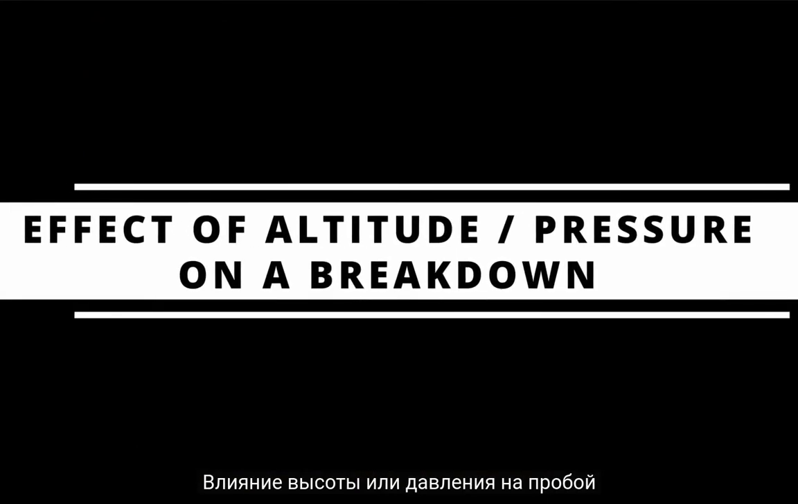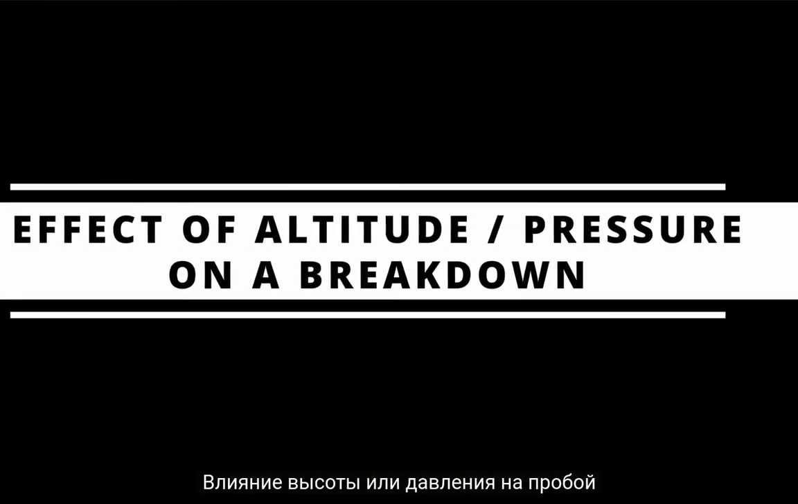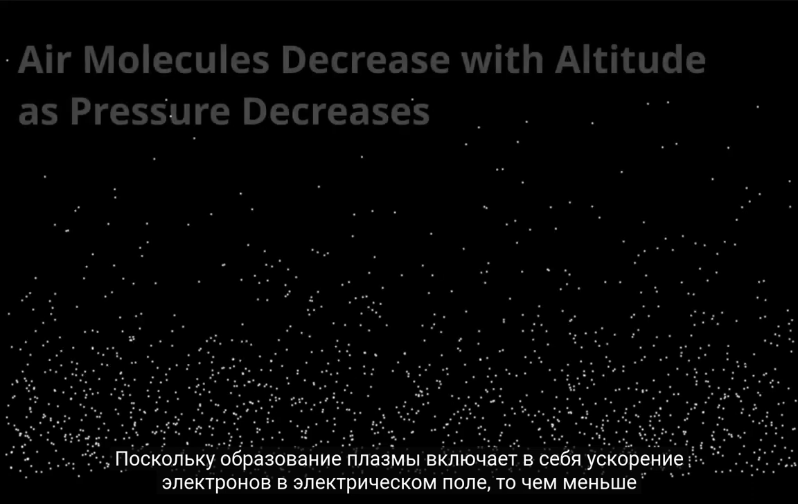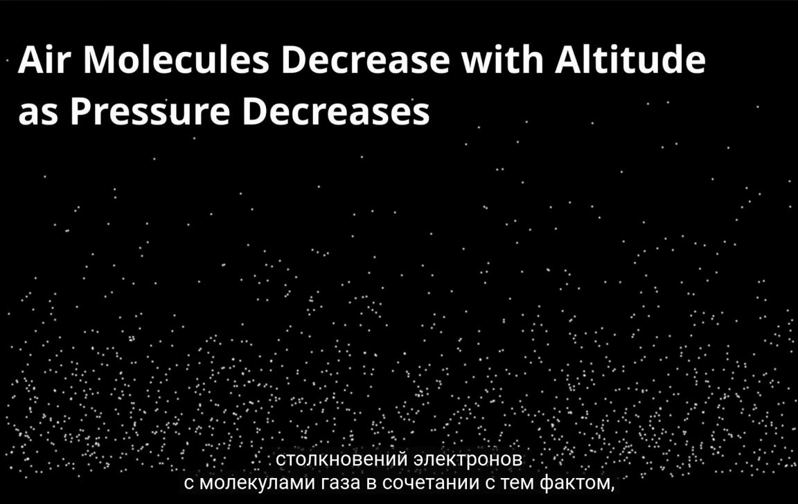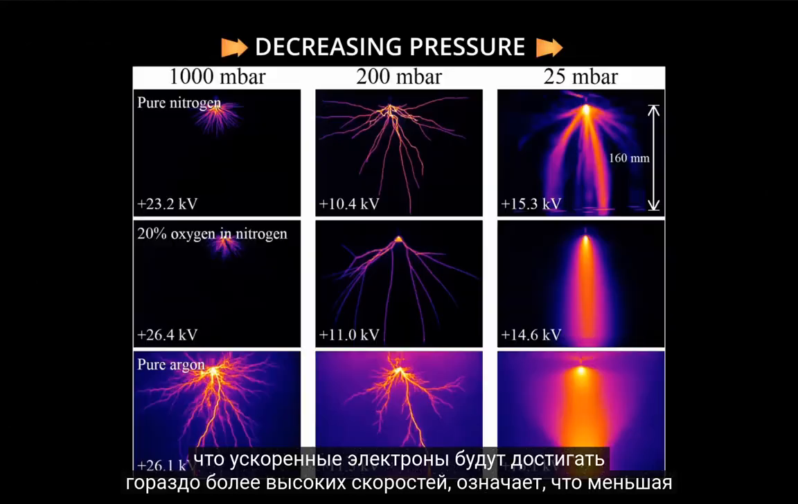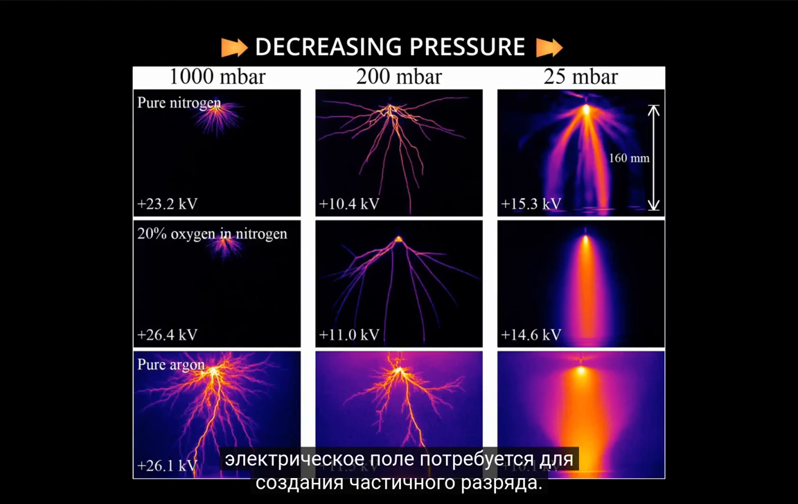The effect of altitude or pressure on breakdown. As plasma formation comprises accelerating electrons in an electric field, the fewer collisions the electrons have to make with the gas molecules, coupled with the fact that the accelerated electrons will achieve a much higher velocity, means that a low electric field will be required to create a partial discharge.